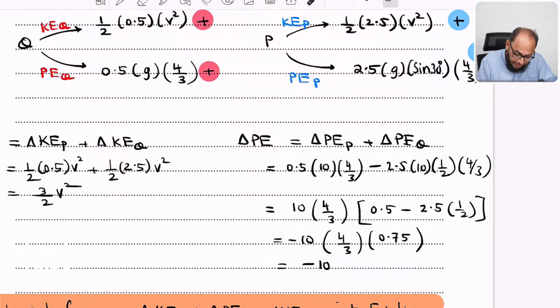Just look at the working. I have taken 4 over 3 common. I have taken G common. And this is 4 over 3 and 10 that is taken common. This is 0.5 from here. This is 2.5 into half, that is 1.25. So 0.5 minus 1.25 is 0.75. 0.75 is 3/4. 4, 4 cancel. 3, 3 cancel. Beautiful 10 with a negative sign.